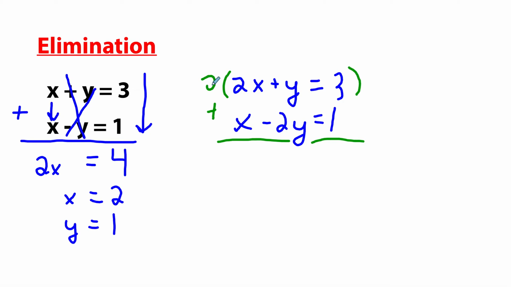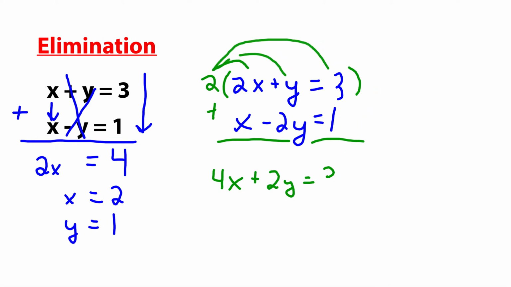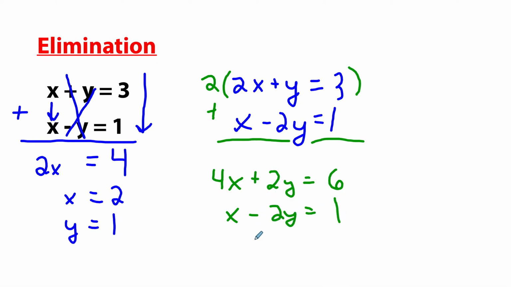So what if I multiplied that entire top equation by 2? Then this would become 4x plus 2y equals 3. Oh, I'm sorry. I actually have to distribute this to every one of these terms. I almost made a very common mistake. So that wouldn't be 3. That would become 2 times 3, which is 6. And I haven't done anything to this bottom row, so this would still be x minus 2y equals 1. And now I can eliminate, right?